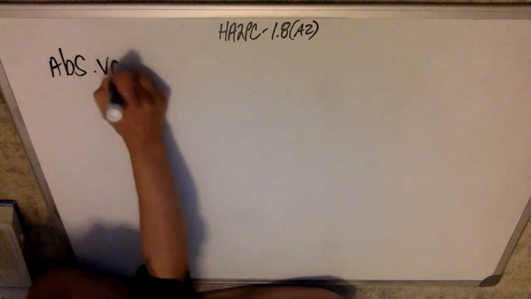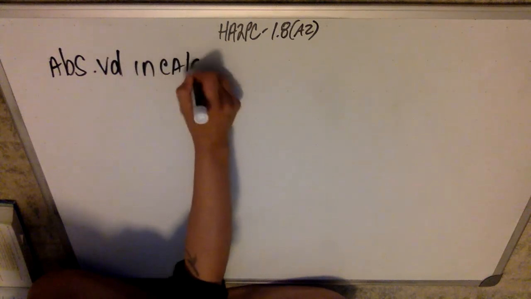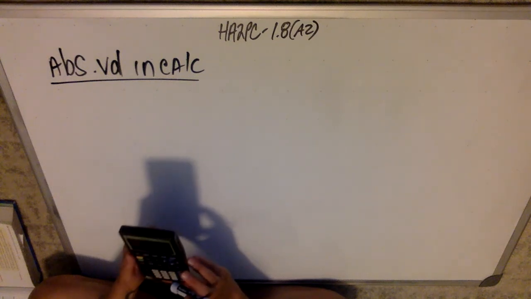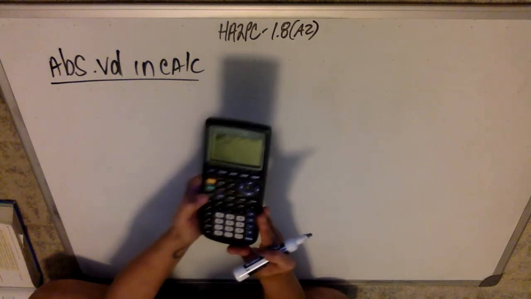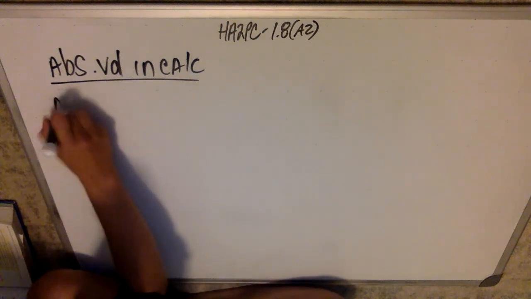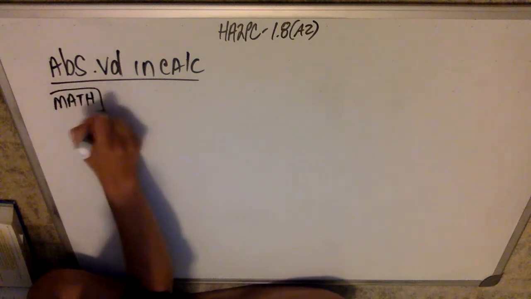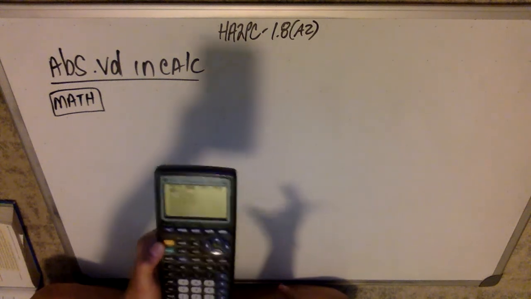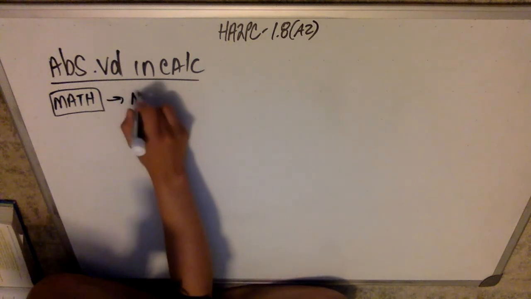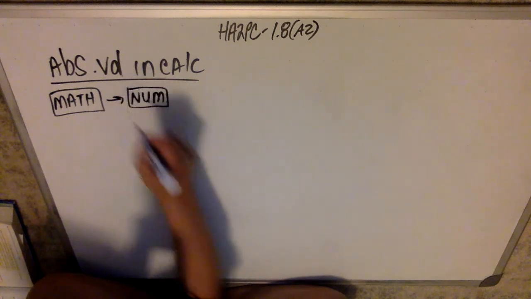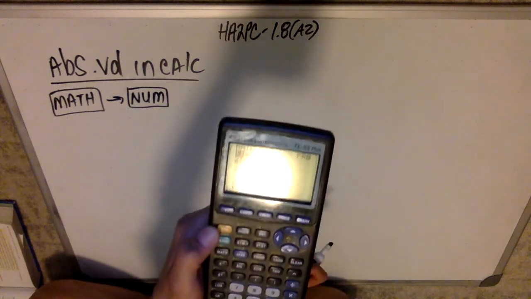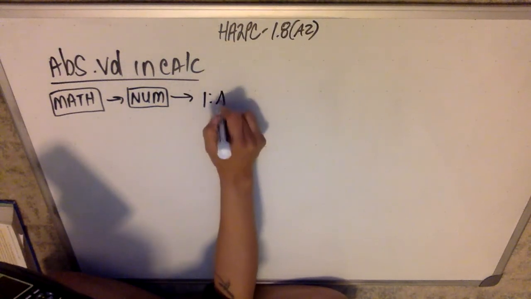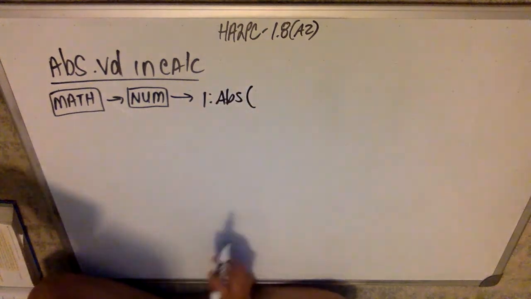So absolute value in your calculator, okay? In your calculator, absolute value is under the math button, which is right here under alpha. So to get to absolute value in a calculator, you press the math button, you go over to number, which says num, and then you'll notice the very first thing under num is number 1, abs, and that is your absolute value.